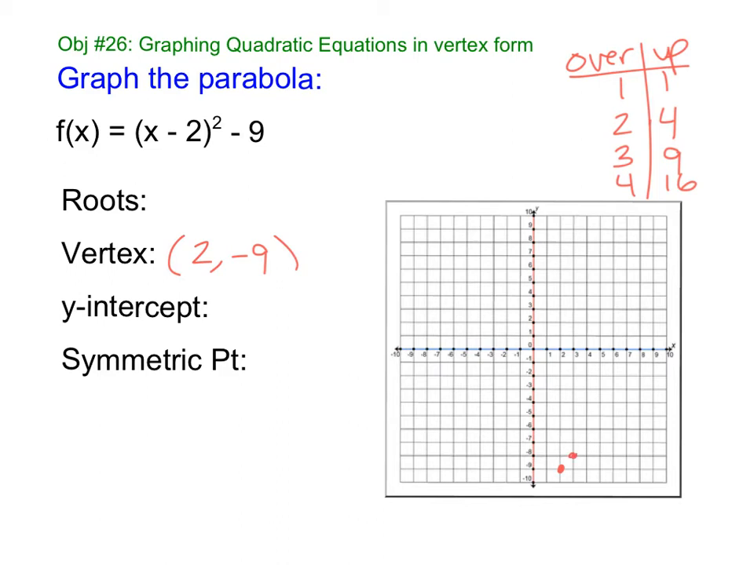So over 1, up 1, over 1, up 1. And then I'm going to go back to my vertex. So now I'm back to here. Now we're going to do 2, 4. So from the vertex, count over 1, 2, up 1, 2, 3, 4. So my dot goes there. Back to my vertex, over 2.